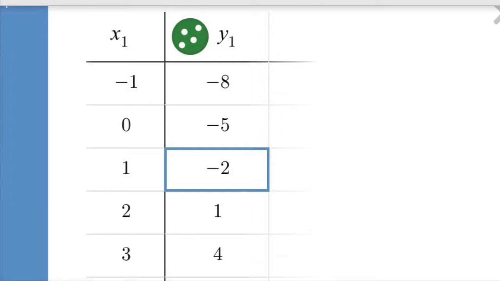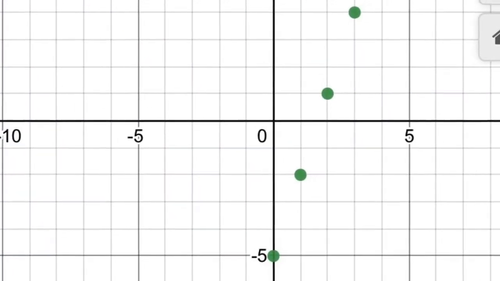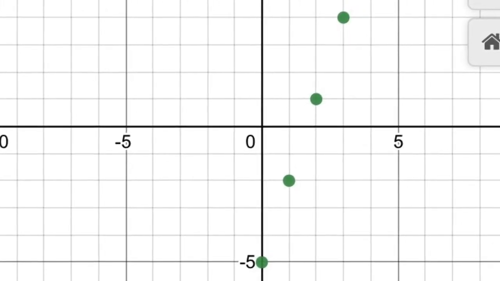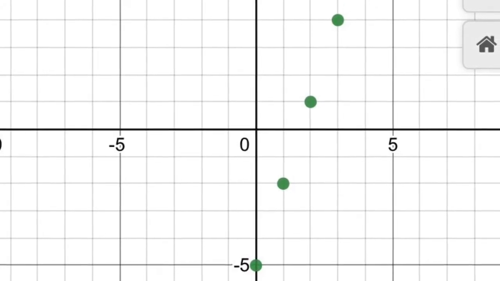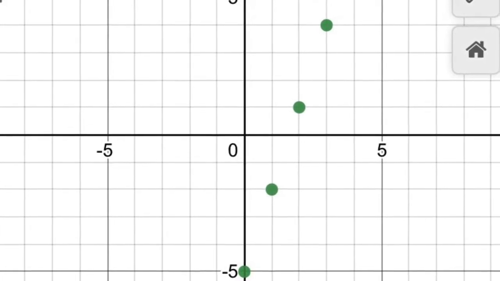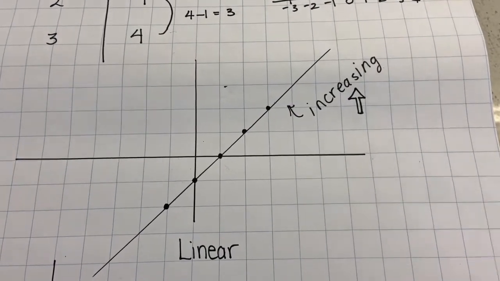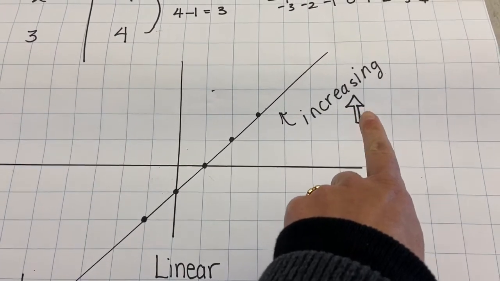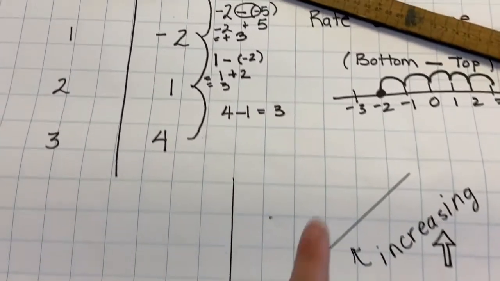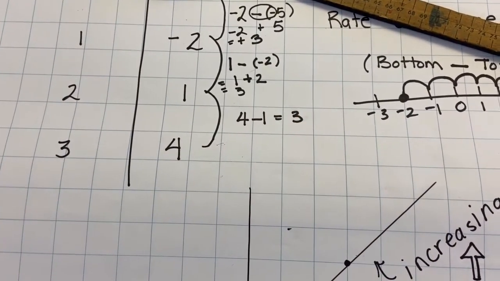Actually, my graph should be linear and increasing. Increasing means going up. The reason it should be linear is because it's always jumping by 3, the same. And it should be increasing because it's always jumping up 3, which means my line should be starting low and going high. So that's our new word: increasing, and increasing means going up. Our linear graph, our line, is going up, and the reason is that our rate of change is +3. It's jumping up 3 each time.